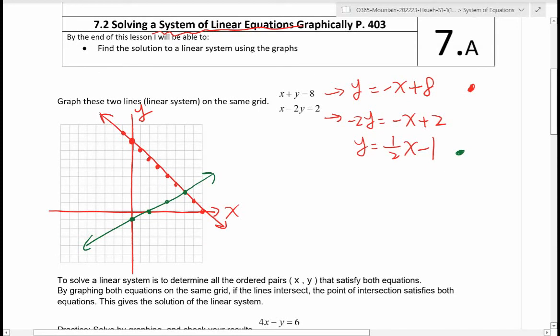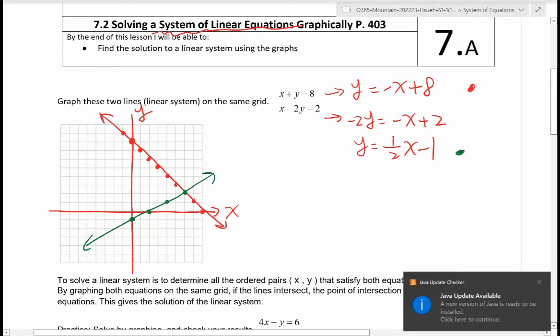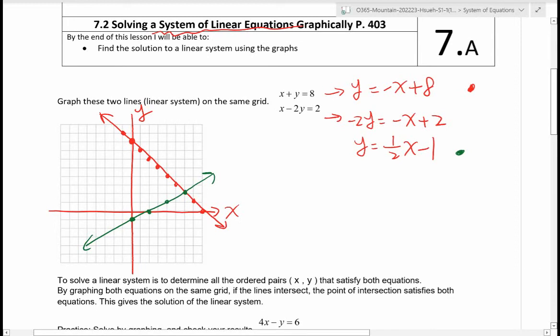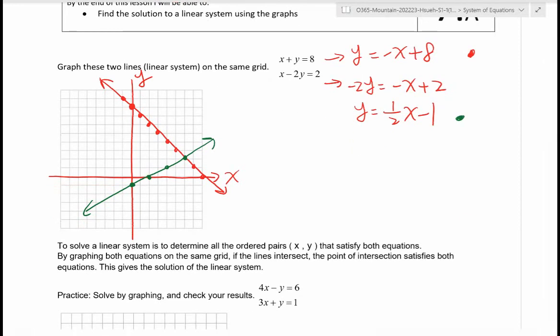Now, if we want to solve a linear system, what does that mean? To solve a linear system is to determine all the ordered pairs x and y that satisfy both equations. Recall when we solve an equation, essentially we're solving for x such that if we plug that value into the equation, both sides of the equation will equal each other. In a linear system, we have two equations. What we want is to find all the ordered pairs so that the x and y values, when we plug them into the equations, actually make sense. I will show you what that means in a bit, but let's continue to read here.